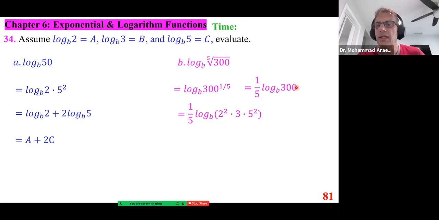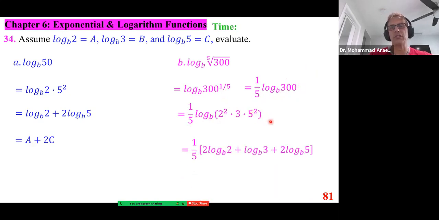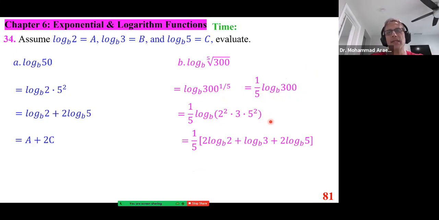So I'm going to repeat. A 0, that means 10, corresponds to 2 times 5. So this is 2 times 5, this is 2 times 5. That's why we have 2 squared and 5 squared, and this is 3. Now, we're going to expand this. 1/5 log of 2 squared times 3 times 5 squared. So 2 log 2 plus log 3 plus 2 log 5, all of them the same base. So we are expanding. And we're going to replace them with A, B, C. And that's the final answer.